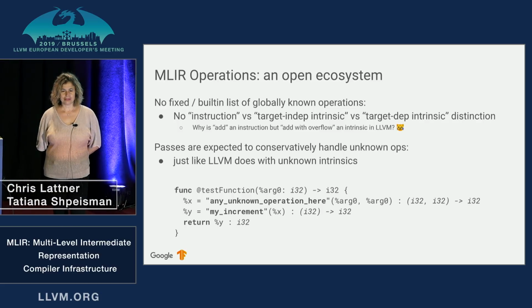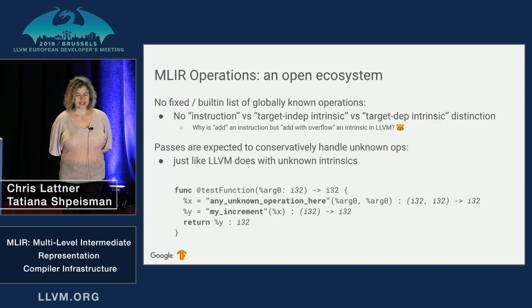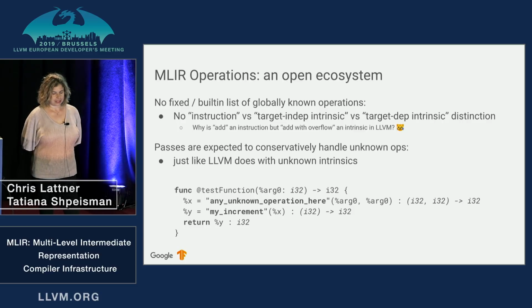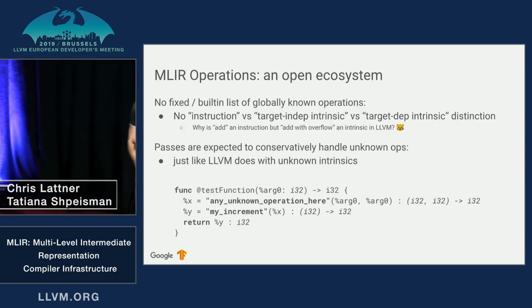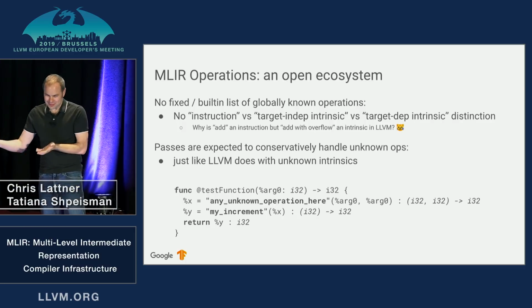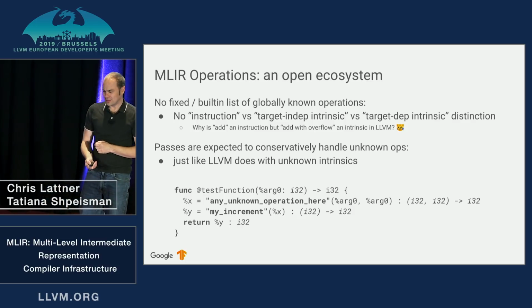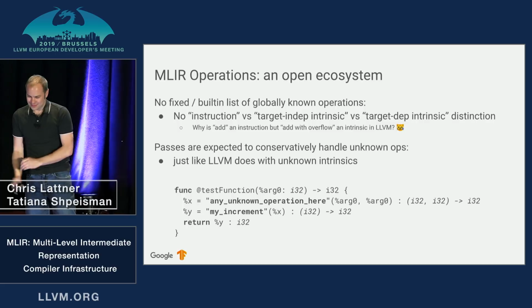MLIR has an open operations system, and that means we don't have any special privileged operations. We don't have target-specific intrinsics. We don't have target-independent intrinsics. We just have operations. And an operation can be defined without specifying anything about it, just specify the name in the quotes and arguments. Or we can actually define operations with a lot of properties which allow us to work with them nicely. Yeah, and the sad cat up there is saying, like, why is add in LLVM an instruction, but add with overflow an intrinsic? This doesn't make sense, right? B-swap is not important enough to be an instruction, really?